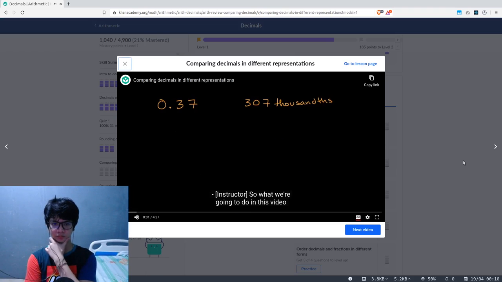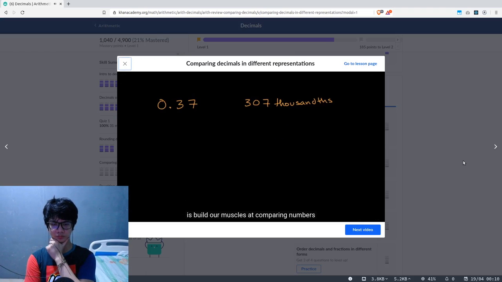So what we're going to do in this video is build our muscles at comparing numbers that are represented in different ways. So for example, right over here on the left, we have 0.37. You could also view this as 37 hundredths. And on the right, we have 307 thousandths. And so what I want you to do is pause this video and figure out, are these equal to each other? Or is one of them larger than the other? And if one of them is, which one is larger and which one is smaller? Pause this video and try to figure that out.